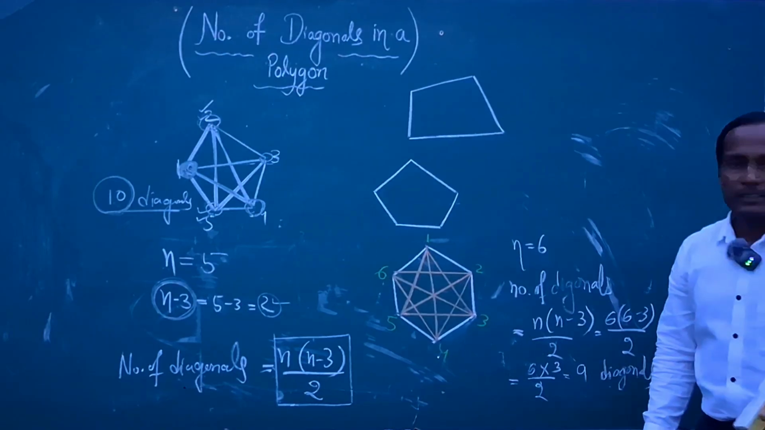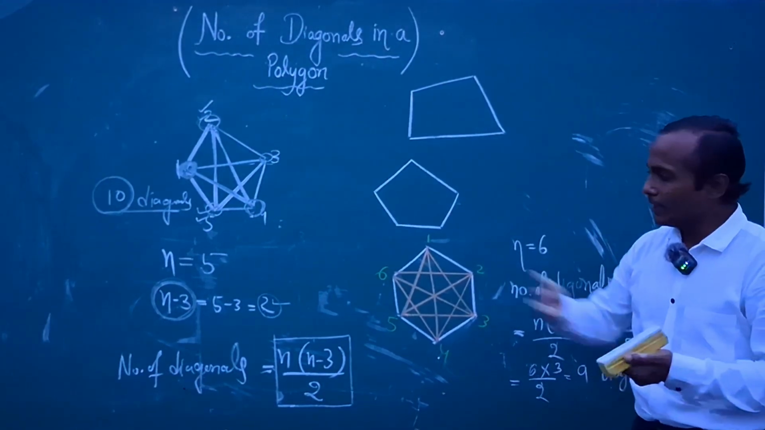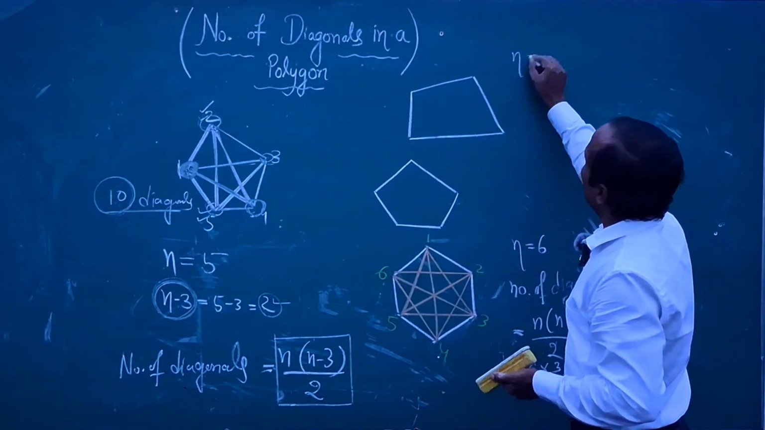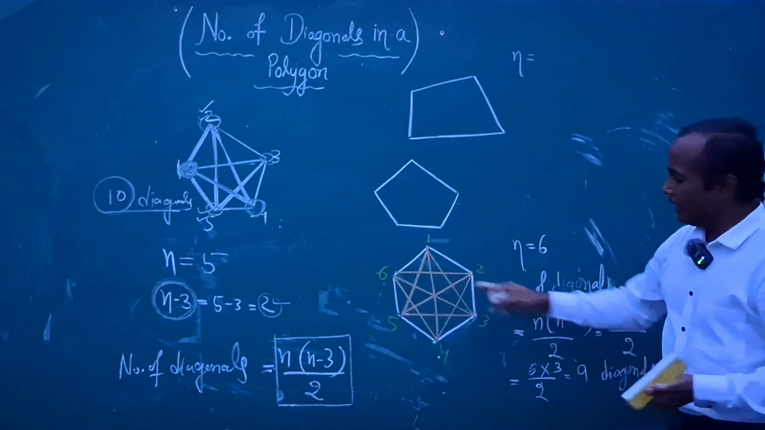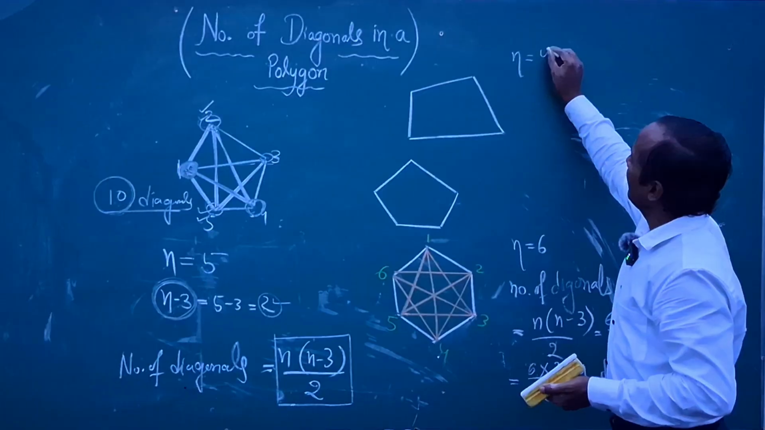Hope you are clear. I can show you for quadrilateral also. You know, quadrilateral has 2 diagonals. We can verify it with our formula also. N is equal to here how many? Tell me. Number of sides 4. In case of hexagon, number of sides were 6. Here number of sides are 4. N is 4.